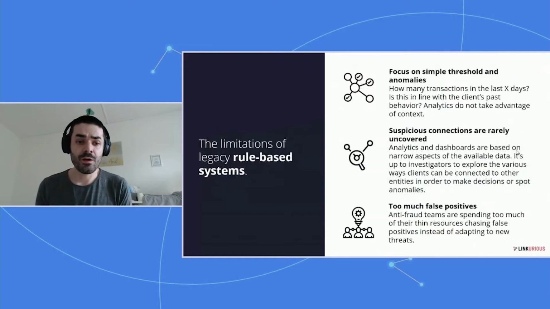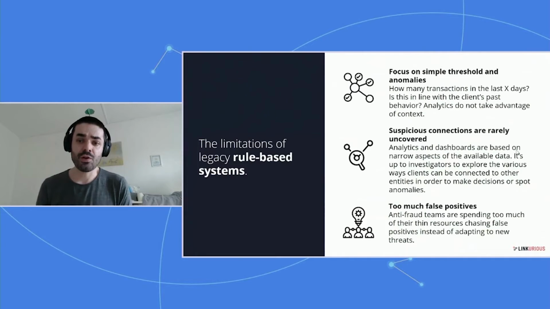And here, today's legacy rule-based systems, which are mostly based on relational databases and key-value stores, are really hitting a wall. And that means three big problems. The first one is that they focus on simple thresholds. So think how many transactions in the last 30 days, that kind of thing, which works to a certain extent, but is easy to bypass when you are a smart criminal.